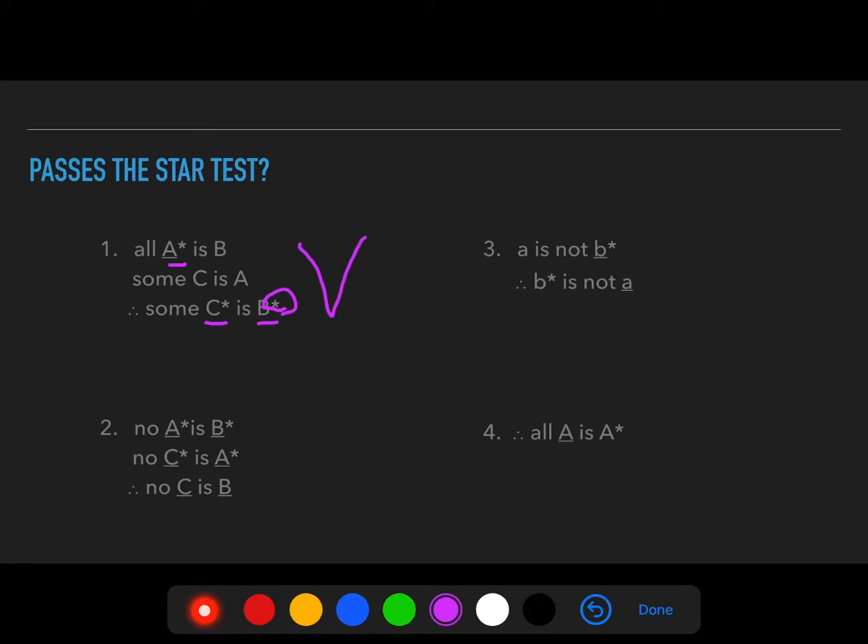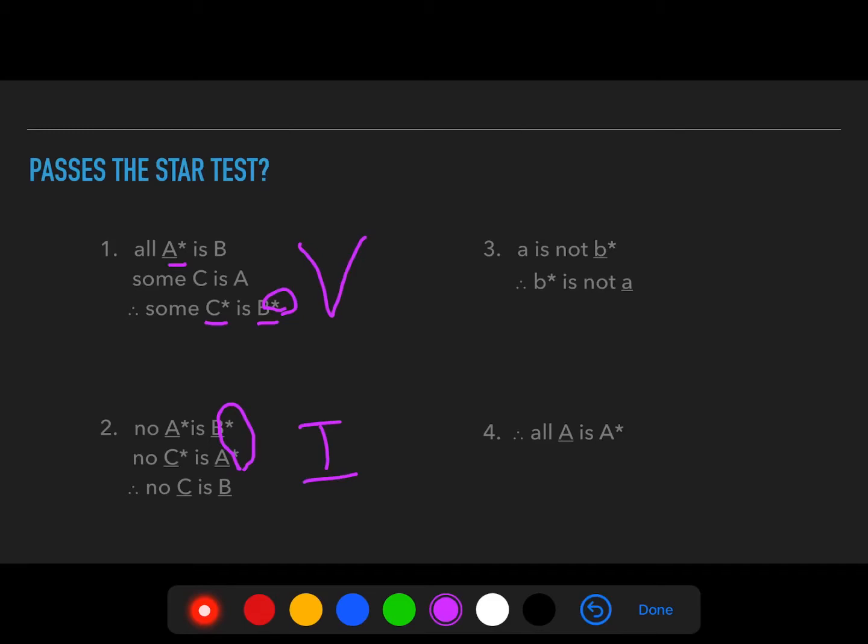Number two. Well, let's see. C is starred exactly once. B is starred exactly once. But A is starred twice. It's going to fail the star test for that reason. But notice it also fails the star test for another reason. It's got two stars on the right. So this fails the STAR test twice. So is it valid or invalid? Invalid.